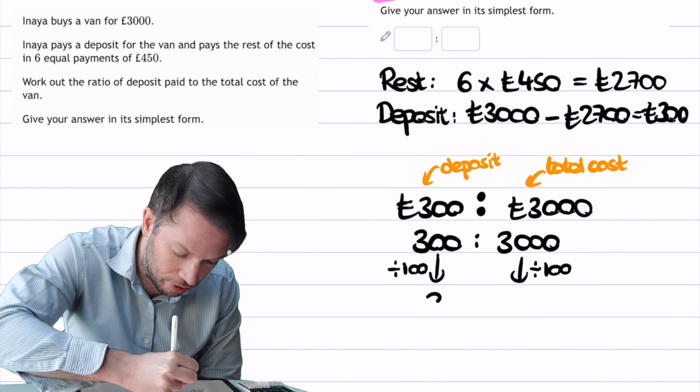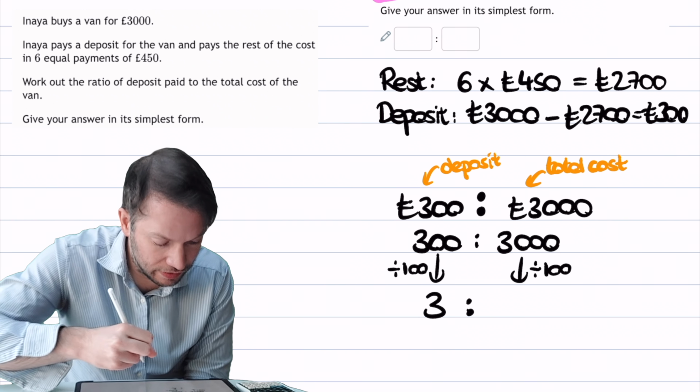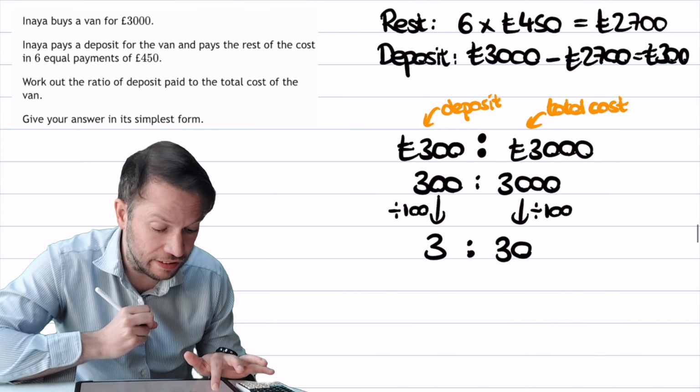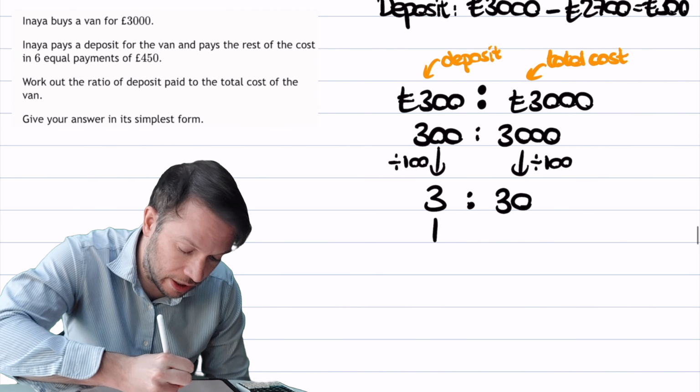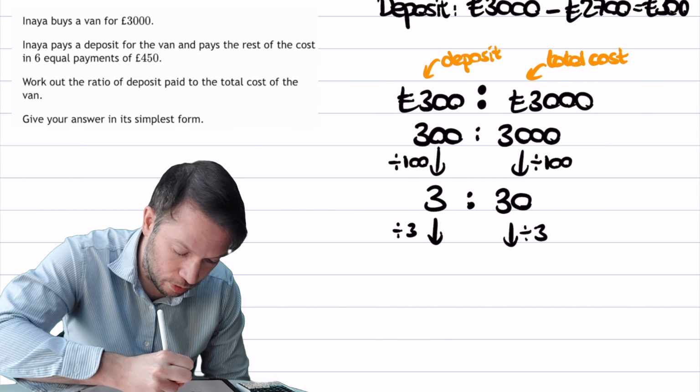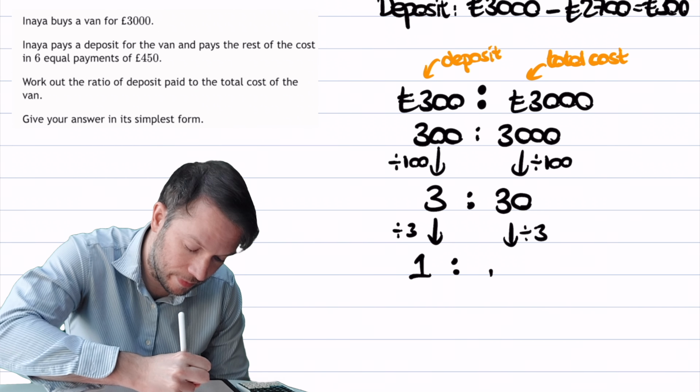And that just becomes 3. And the second number just becomes 30. Now, do they still have common factors? Yes, they both have a factor of 3. So I can divide them both by 3. And that becomes 1 to 10.